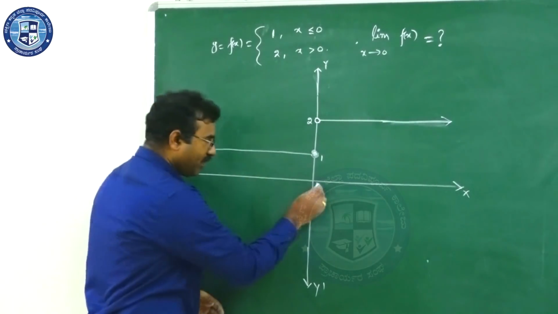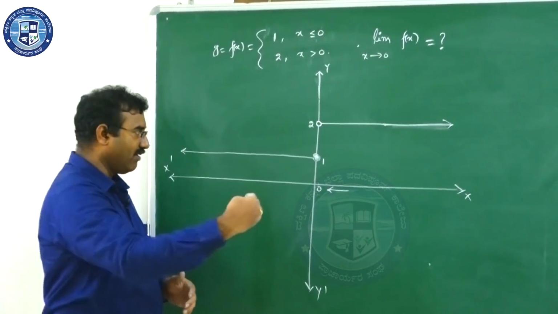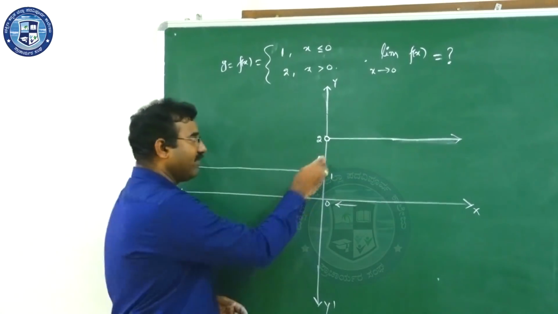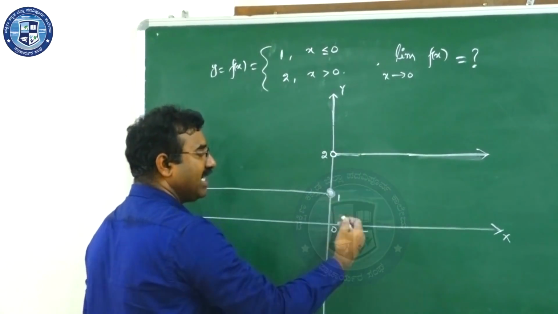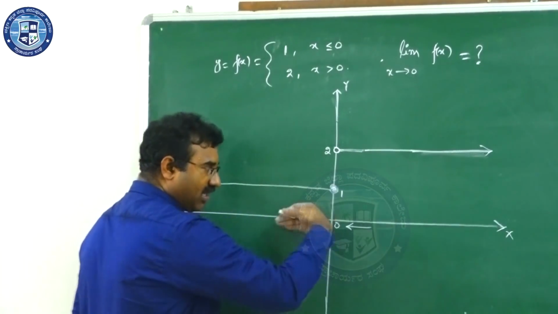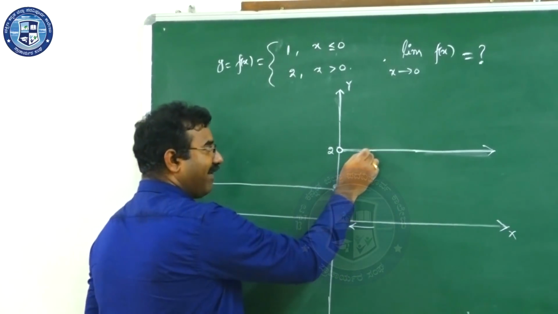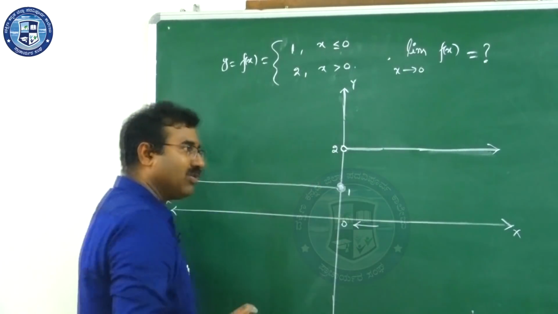See that you can approach 0 from the left side. When you are coming close to 0 from the right side, the y value is fixed, it's constant. It's coming close to 2, right? When you are coming close to 0 from the right side, the y value is a fixed value, it is always 2 only. That means you are getting 2.